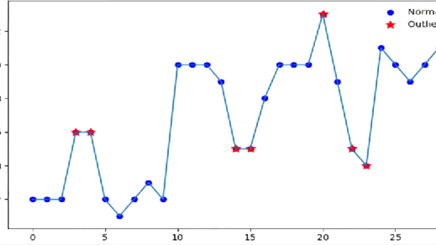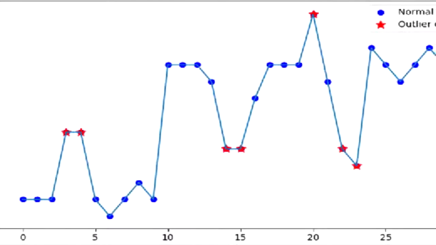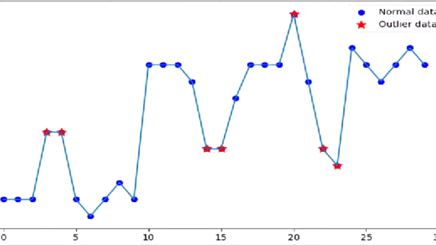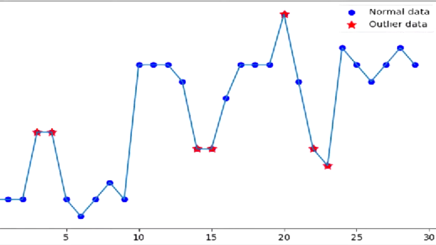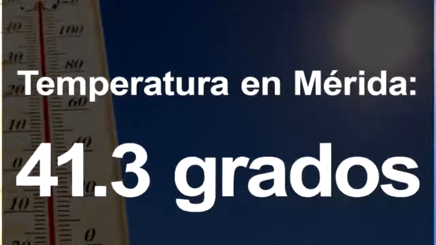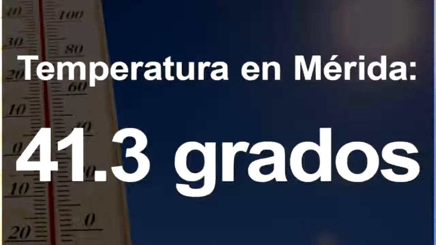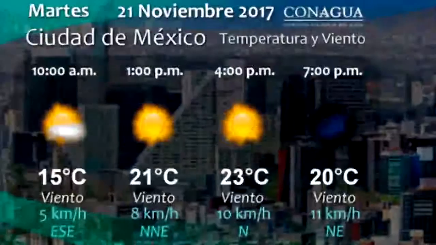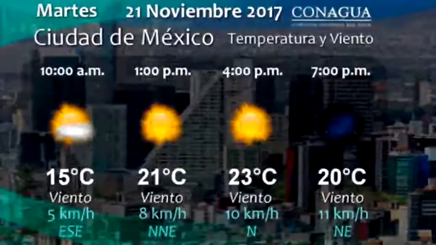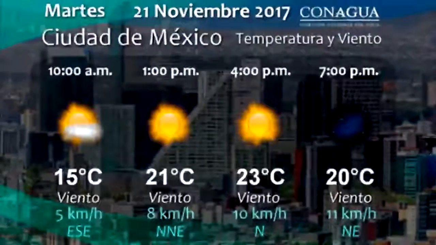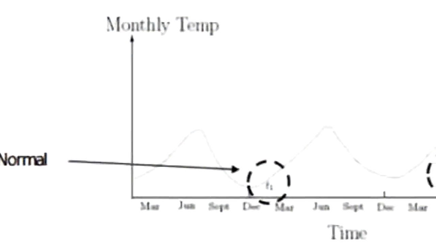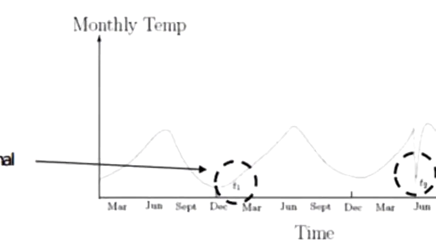Let's talk about contextual outliers. Contextual outliers are registers that significantly deviate within a specific context of the object. For example, a temperature register of 40 degrees centigrade in Merida will not be an outlier because in Merida that is a normal temperature. However, in Mexico City it will be an outlier because that temperature is not common there.